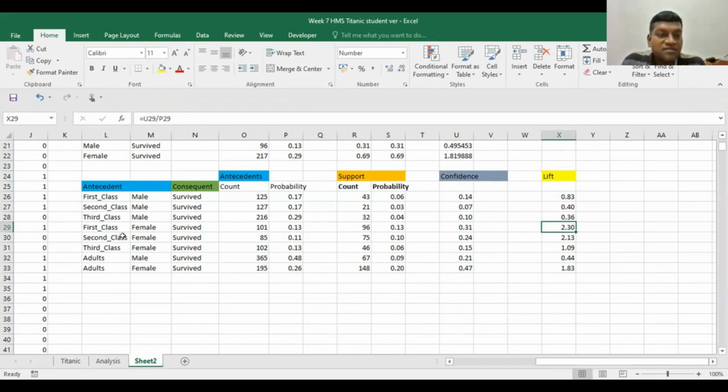Similarly, if it's a female and she's traveled in second class, there is a 2.13, the chances of her survival are 2.13 times more than the average person. Conversely, on the other side, if you are an adult and a male, there is only a 0.44 chance, like your chances of survival are very less. Okay, so this is the whole idea of market basket analysis. You look at support, confidence, and lift, and you can look at the rules of association.